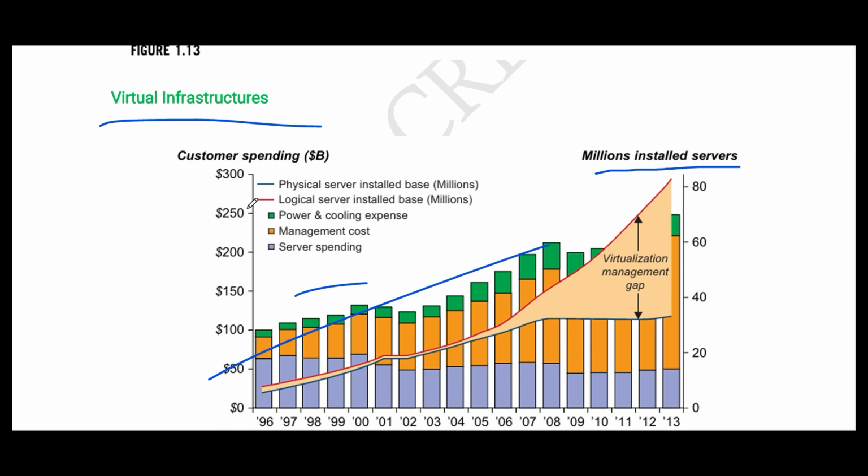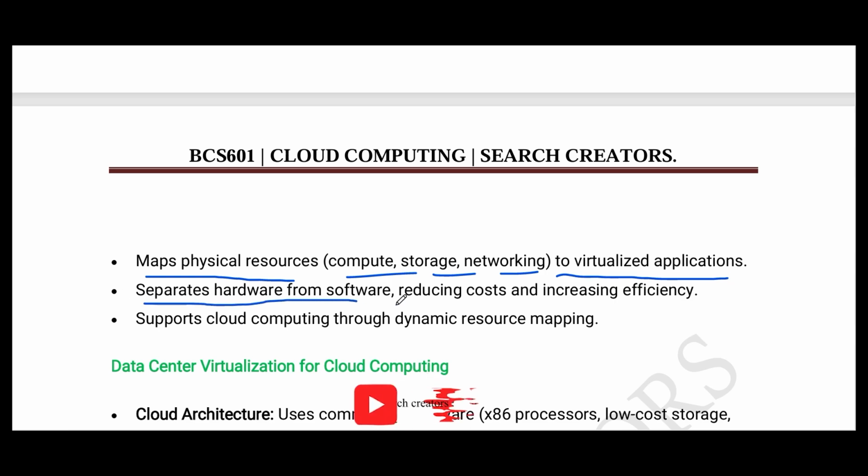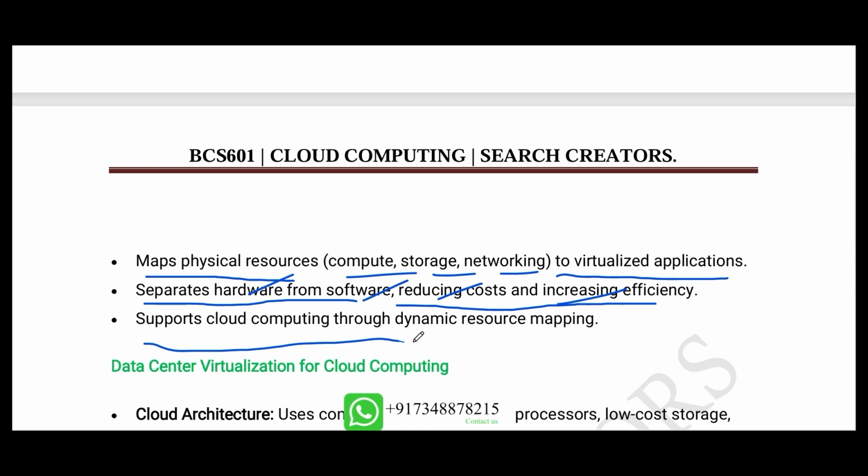Virtual infrastructures map physical resources, which are compute, storage and networking, to virtualized applications. They separate hardware from software, reducing costs and increasing efficiency. It supports cloud computing through dynamic resource mapping. Dynamic in the sense of changing.